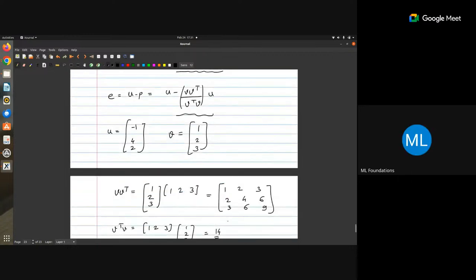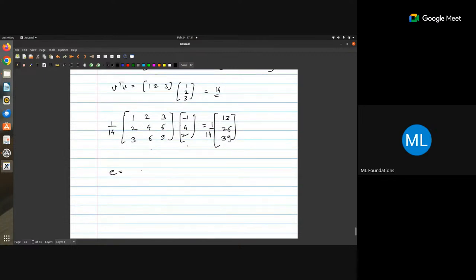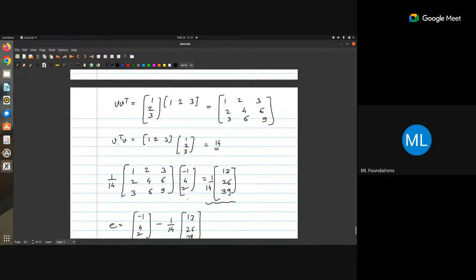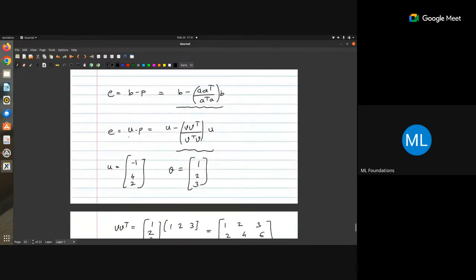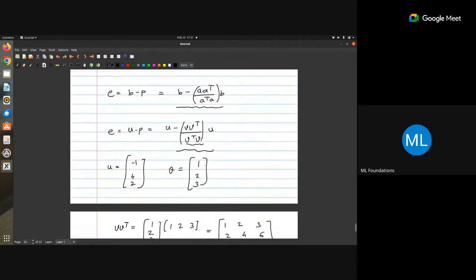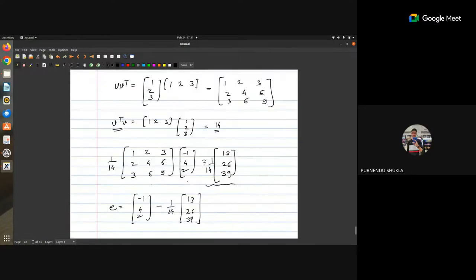Okay. And then I have to find E. So E is equal to U minus this quantity. Sir, how did you get that 1/14? It's from V transpose V, this one. So U is separated out, and then we find it likewise, right? Yes, it makes sense.